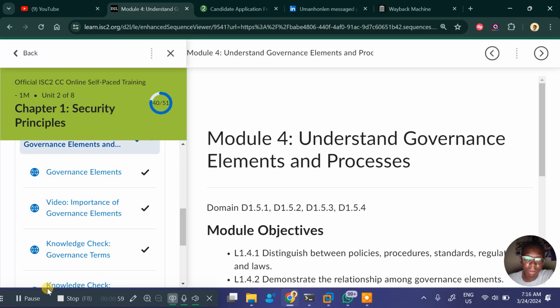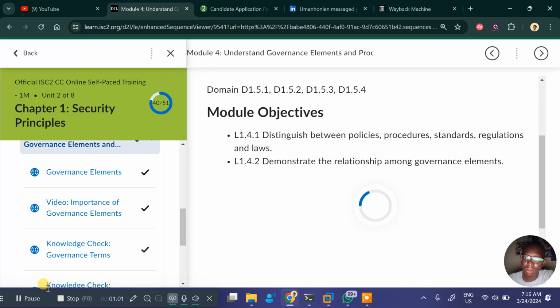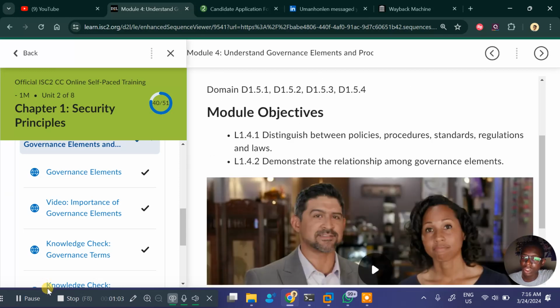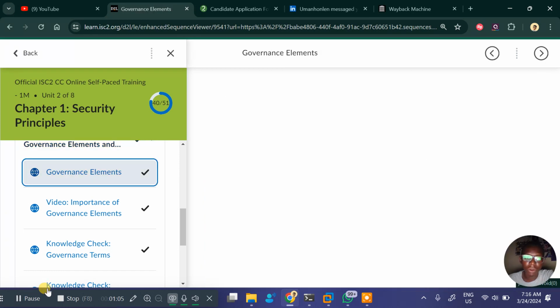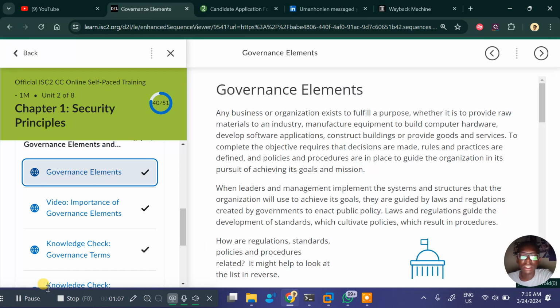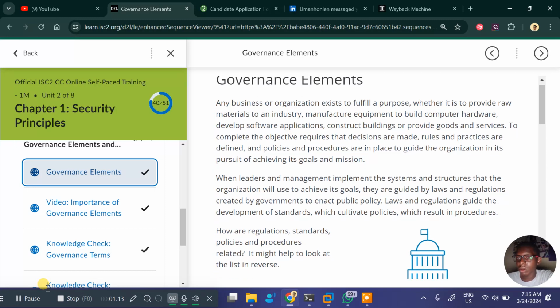So governance elements, right? These are the module objectives. We have lesson 1, 4.1, demonstrate relationship among governance elements and all that. So first thing we're going to look at is the governance element. So basically, governance is all about directing, right? It's directing. When you're governing, you are controlling the actions of people using maybe laws, policies, whatever it is. You're controlling the actions of people. You're directing them on what you want them to actually do.